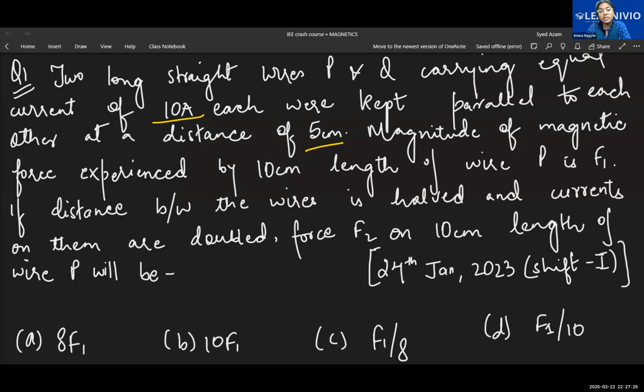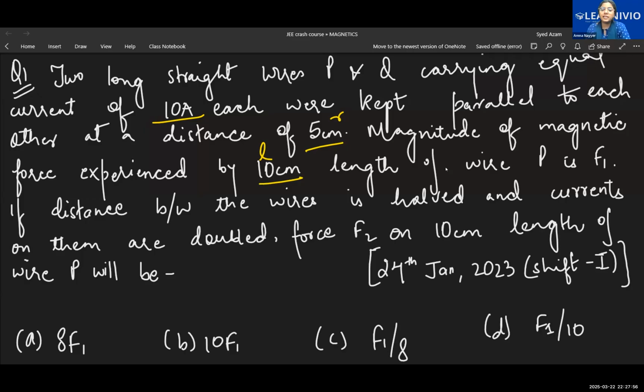Now it is saying the magnitude of force experienced by 10 centimeter length of wire P is F1. So force experienced by 10 centimeter length means the length is also given. This is the separation between the wires, this is the length of the wire. This is L, this is R. So L is given, the force is F1. Now it is giving you certain conditions. You know the formula, you know both the currents, so you can easily calculate the force.